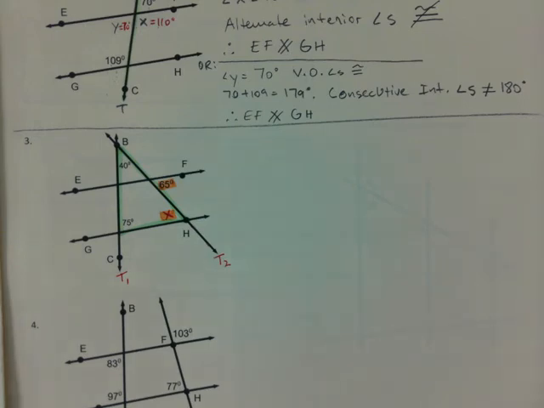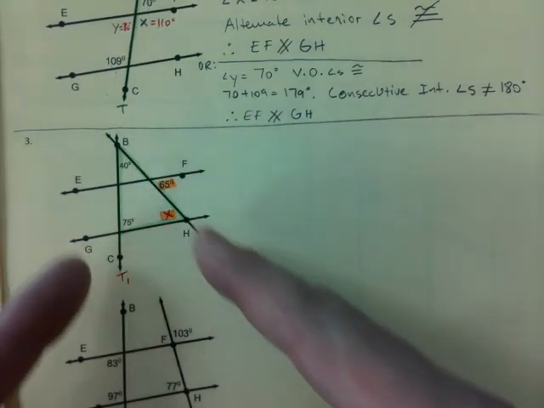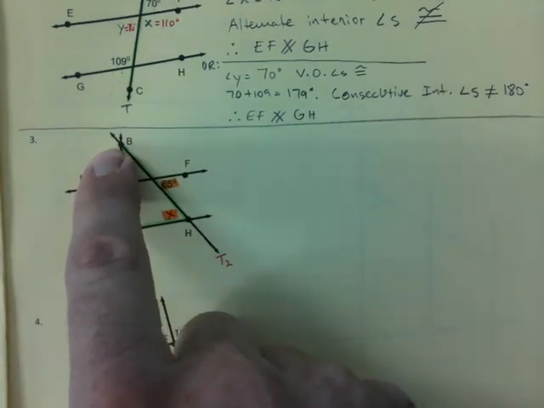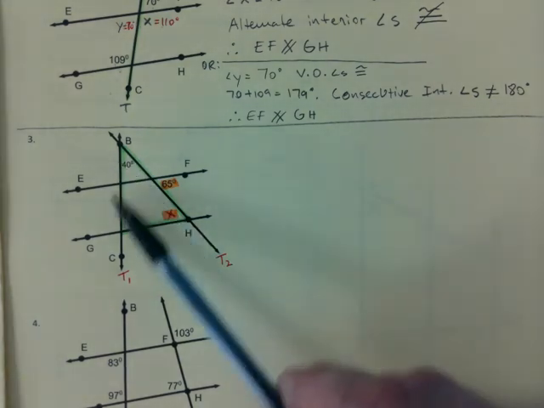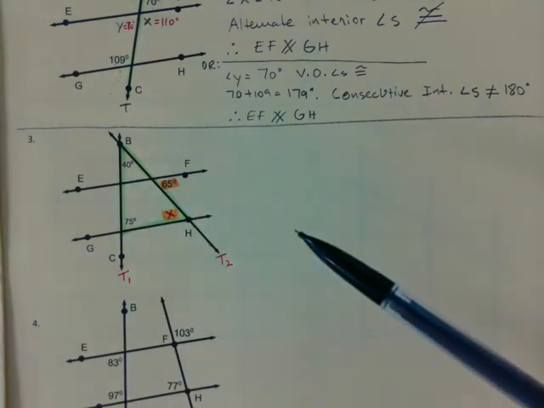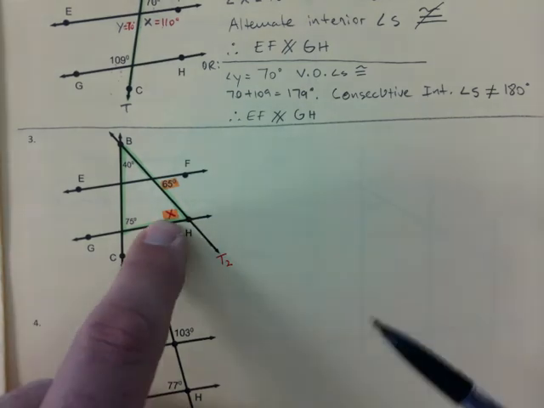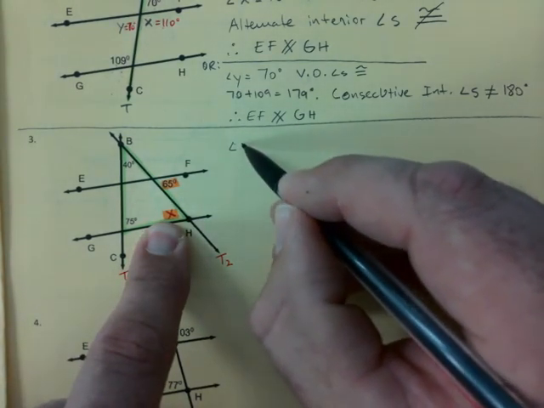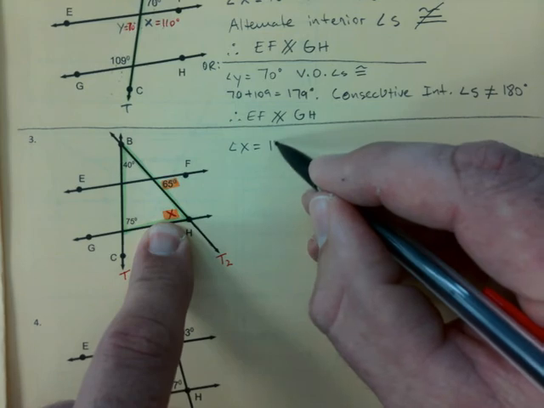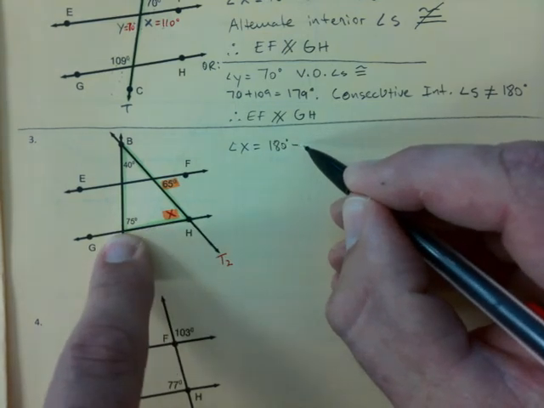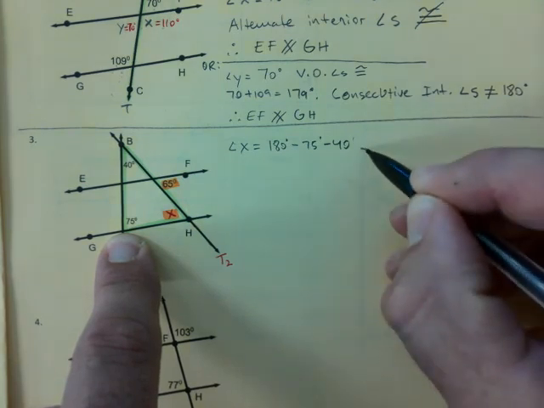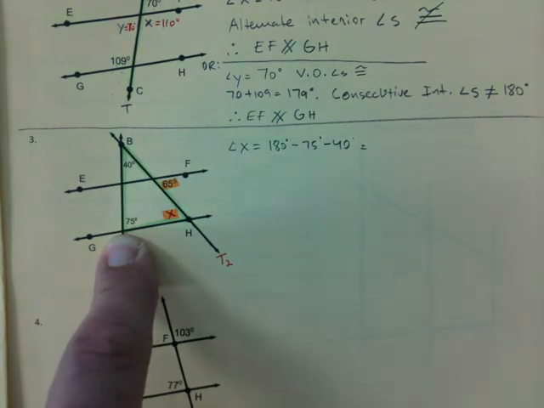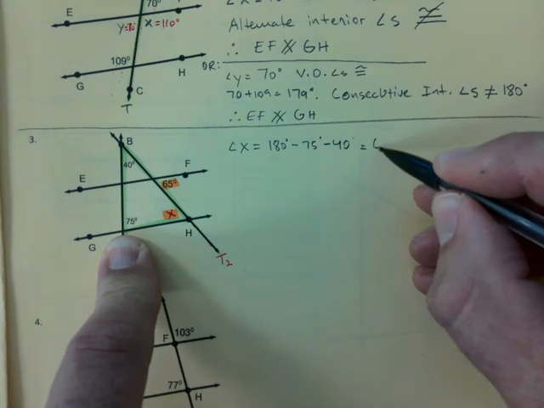You're like, Mr. Erson, but these two transversals, they touch up there. That's kind of messing me up, right? It's going to happen more and more. It's there to make you do some extra work to get to your final answer. So watch this. I will first figure out what angle X is. I'm going to go 180 minus 75 minus 40, and that gives me 65 degrees.